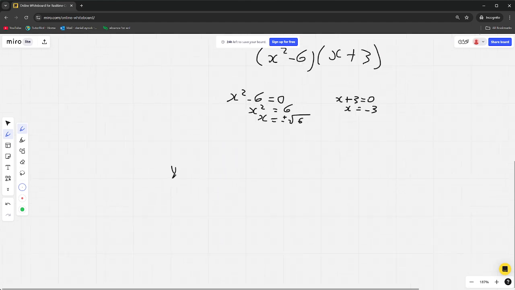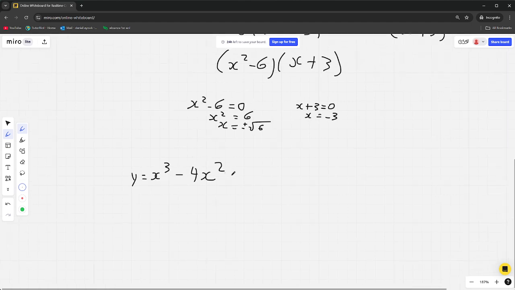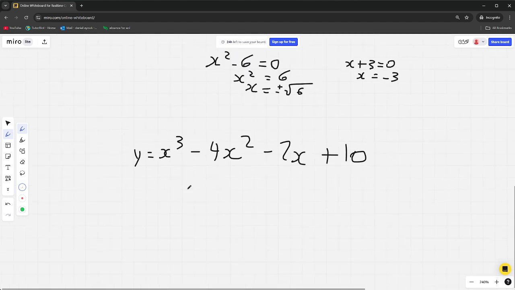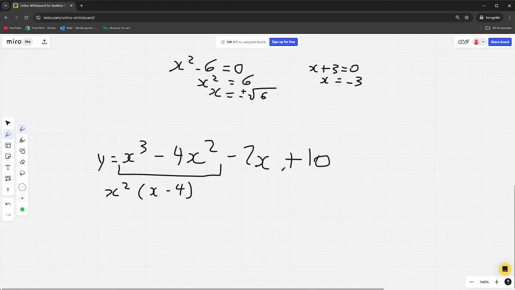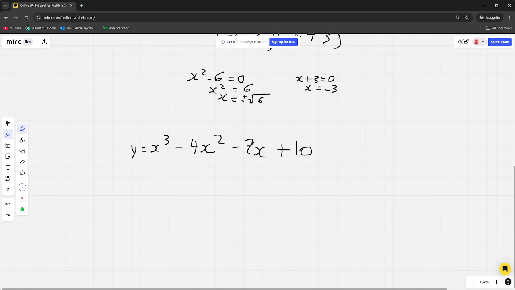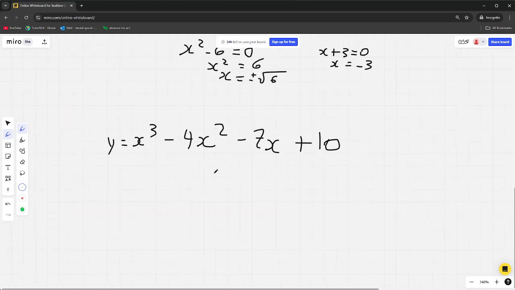So let's say we're given the function y equals x to the 3 minus 4x squared minus 7x plus 10. So this is an example of a function where you can't factor by grouping, right? Because look what happens if we try. Biggest common factor here is x squared. And then what are we left with? x minus 4. And then here, our biggest common factor, we can't do it, right? There's no common factor between negative 7x and 10. So in this case, we have to find a root first.